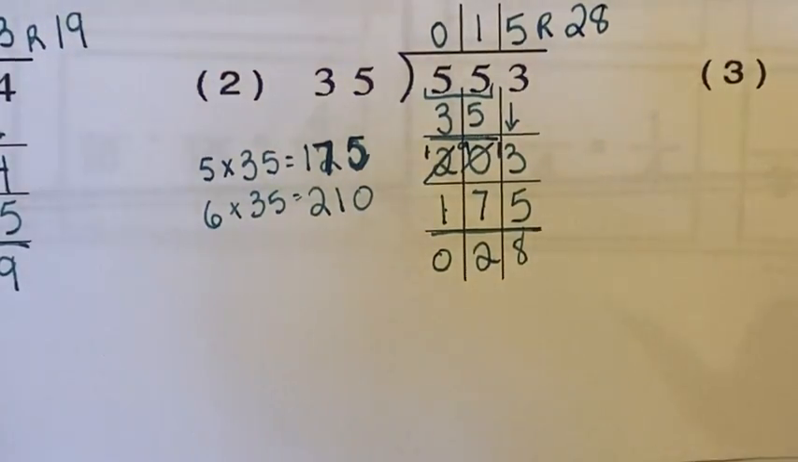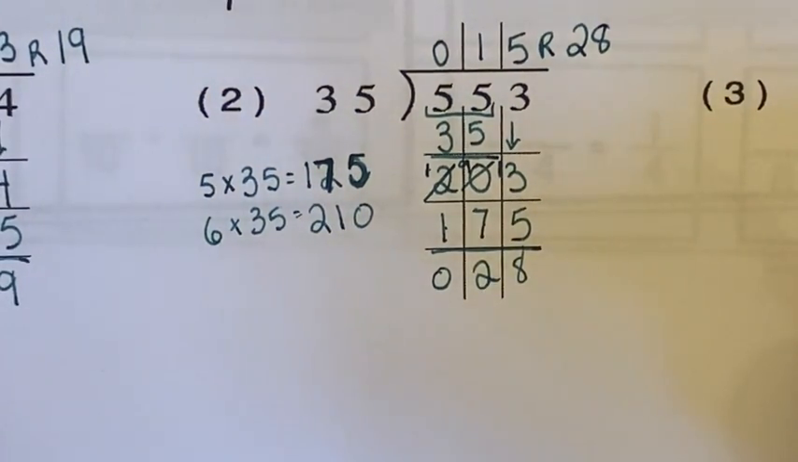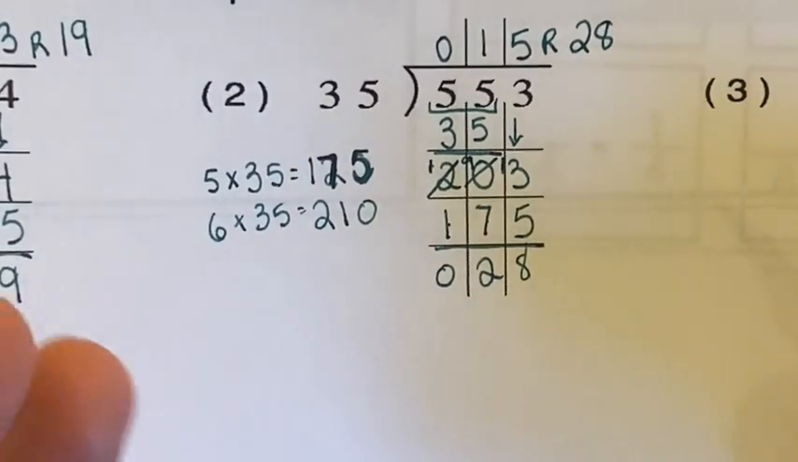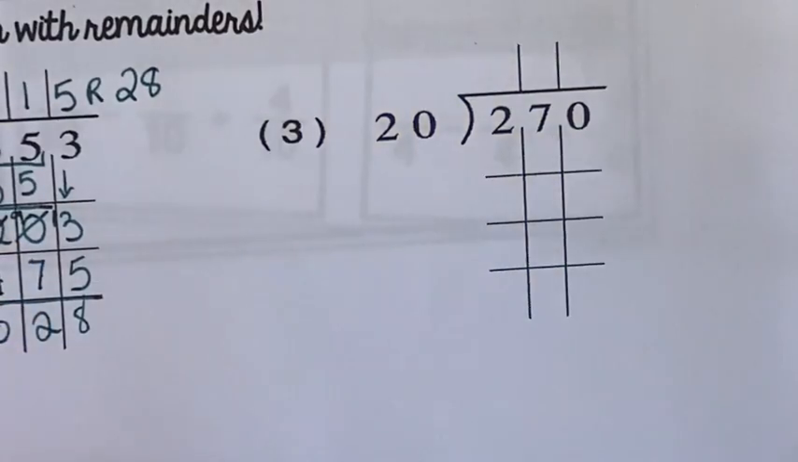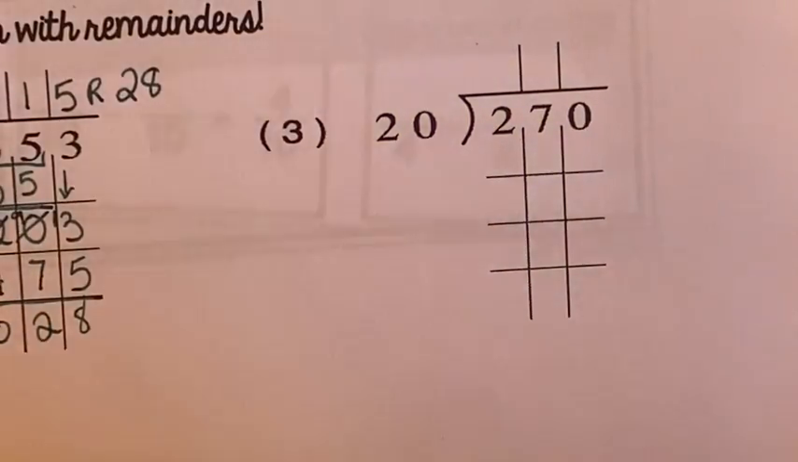All right, now I understand this is something new. We've done remainders and we've done long division with 2 digits, but we've not done 2 digits with remainders, and it's okay. All right, now we are going to move on to this one.